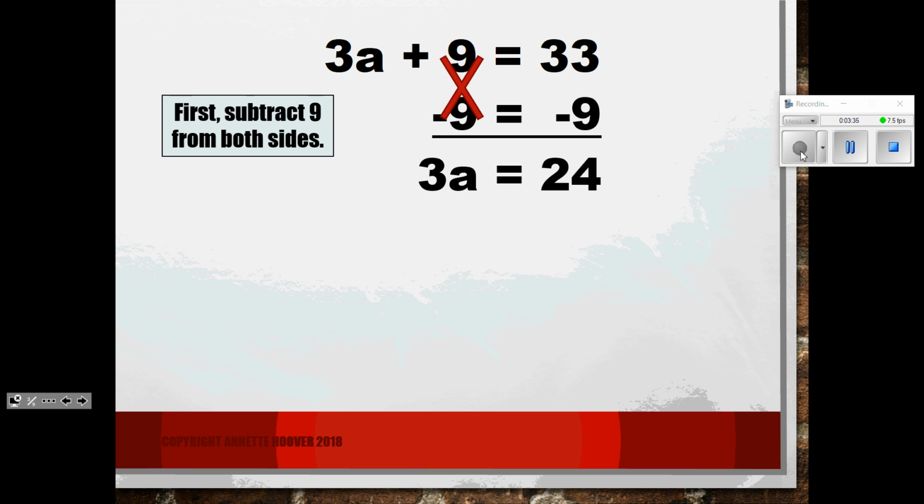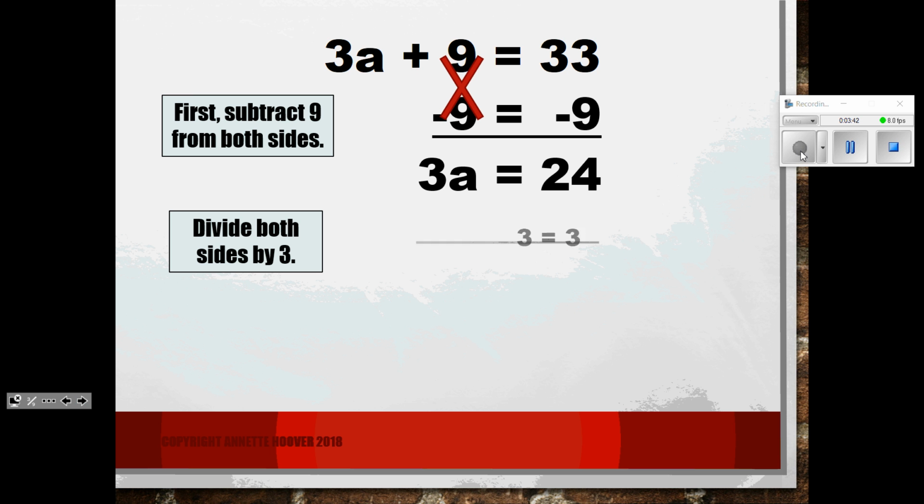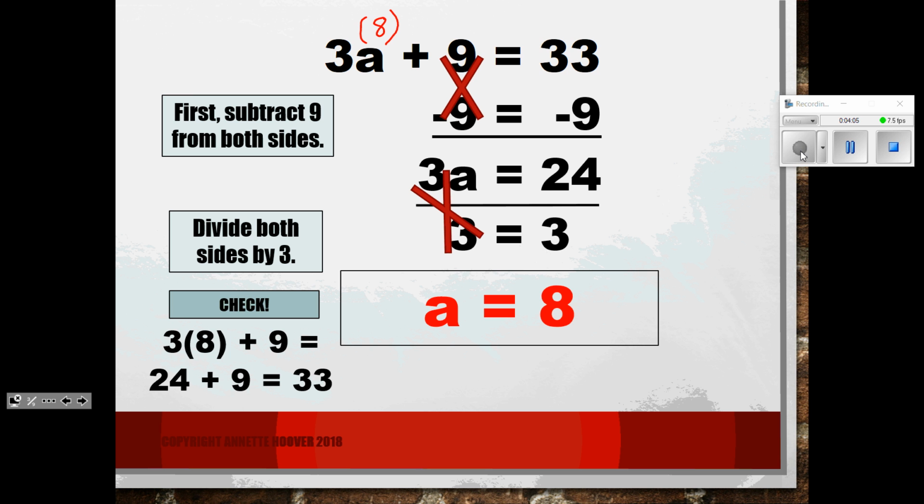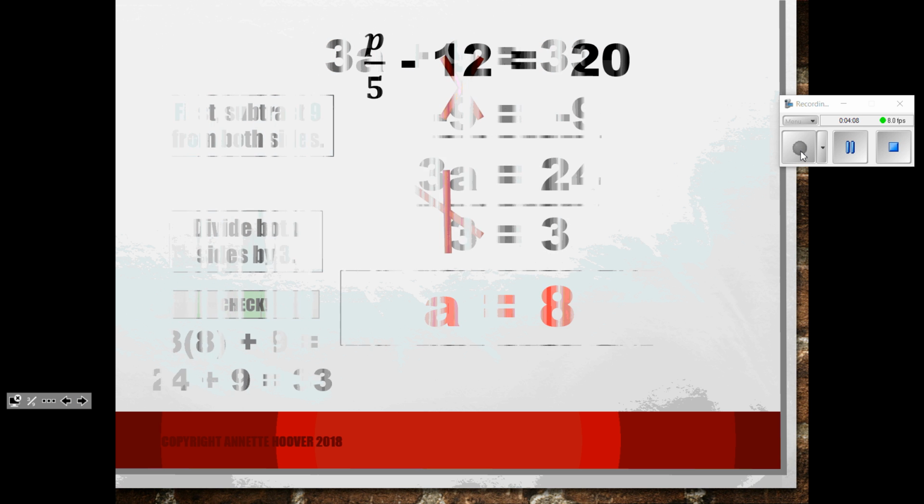Our unknown number is now being multiplied by 3, so we want to do the opposite of multiplication, which is dividing by 3. And what you do to one side, you must do to both sides. When you do 3 divided by 3, it becomes 1, and the 1 becomes invisible. And 24 divided by 3 is 8. Again, we could check this by plugging 8 back into the variable on the left side and following our order of operations. 3 times 8 is 24, and 24 plus 9 is 33, so it checks.